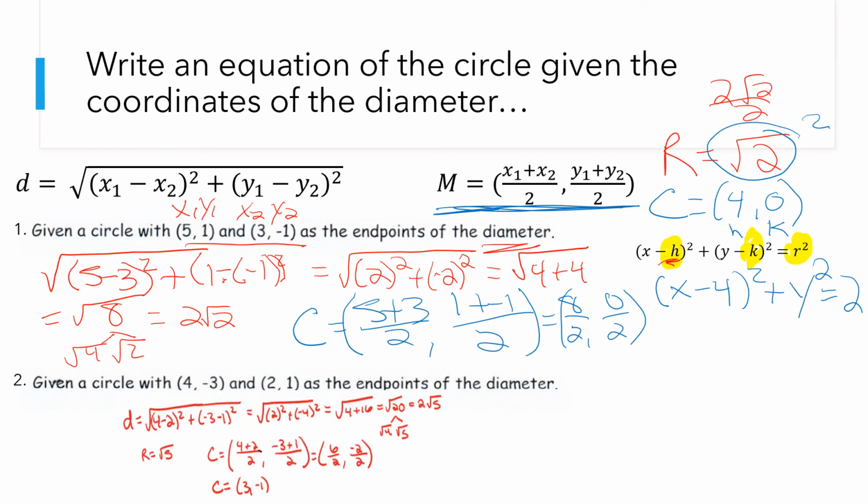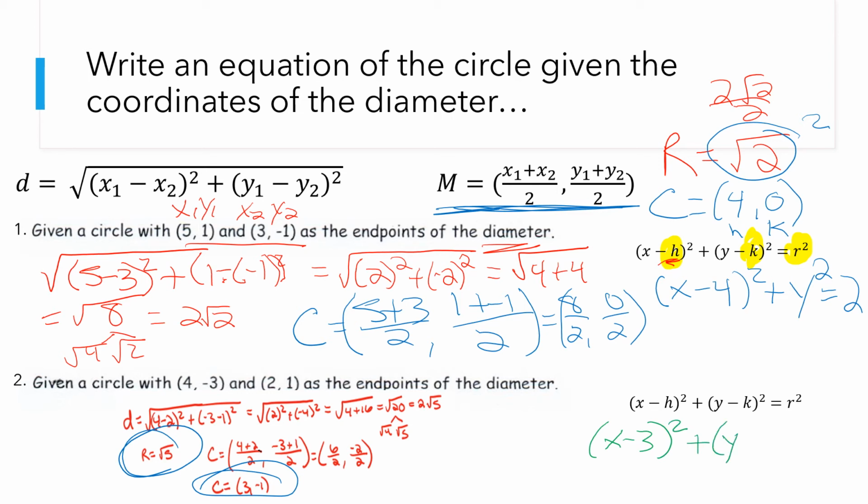And that's the answer. If you pause for a second, that's going to end up being the answers. This is our radius. This is our center. So we get to that final equation and we plug it in. So it's going to be, for this one, x minus 3 squared plus y plus 1 squared equals the square root of 5 squared, which is 5.